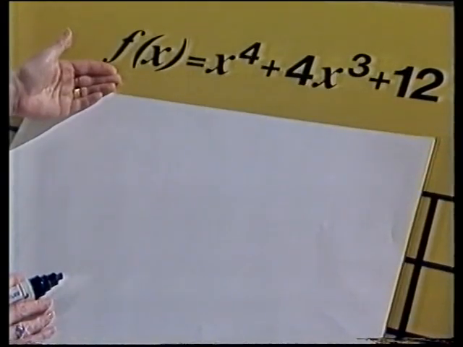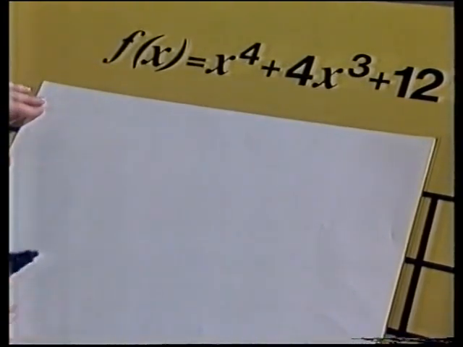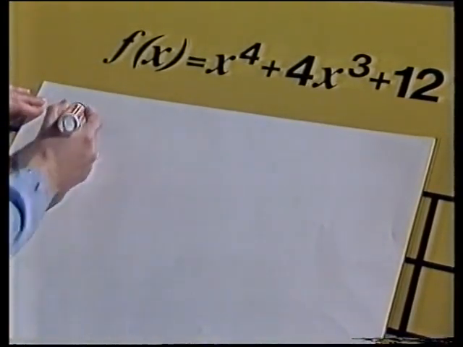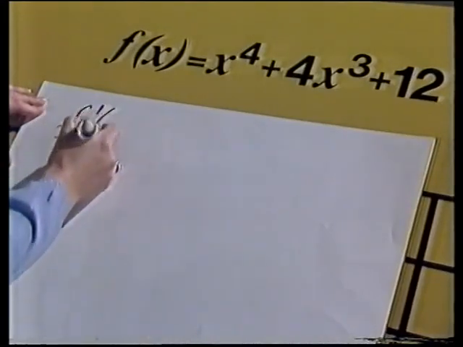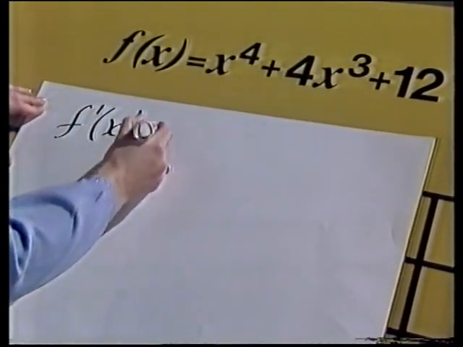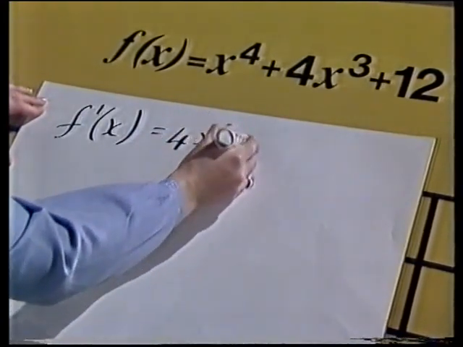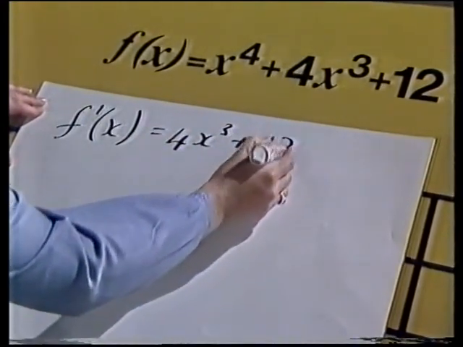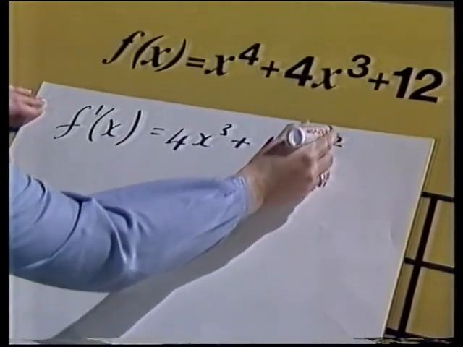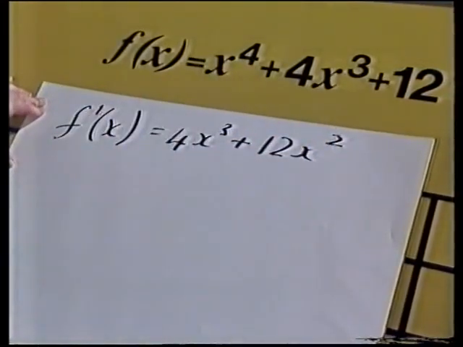It's x to the fourth plus 4x cubed plus 12. We're going to need the first and second derivatives, so let's differentiate it. We get 4x cubed plus 3 fours are 12x squared, and the 12 just differentiates to 0.